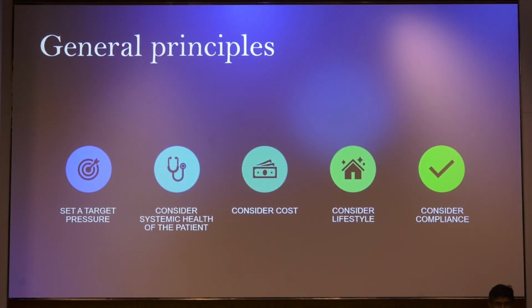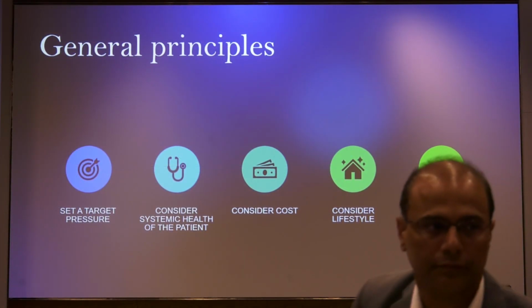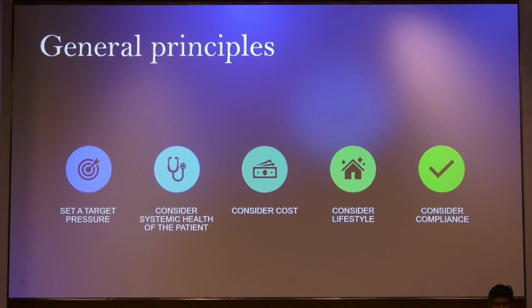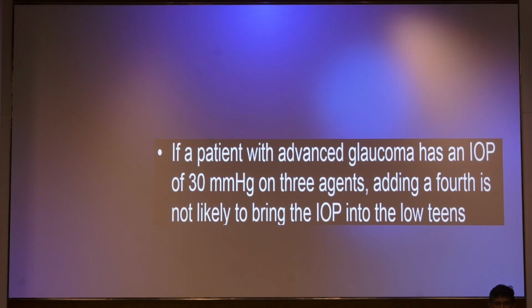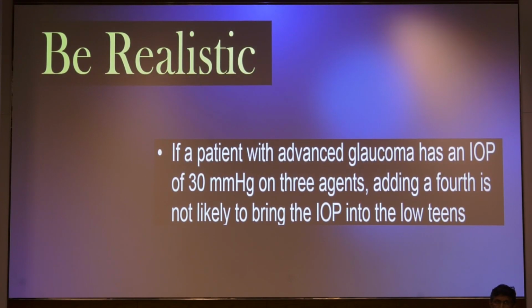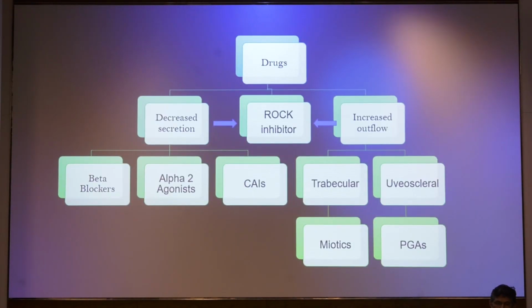So the general principles would be: set a target pressure, consider the systemic health of the patient. Always consider whether the patient is suffering from any other systemic illness, consider the cost of the drug to the patient, consider the lifestyle, and consider compliance. So be very realistic, because if a patient with advanced glaucoma has an IOP of 30 millimeters of mercury on 3 agents, adding a 4th agent is not likely to bring the IOP down further. You can go for an early surgery. So it is very important to be realistic in your approach.